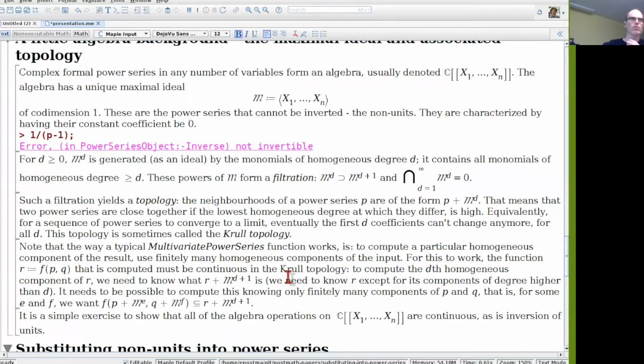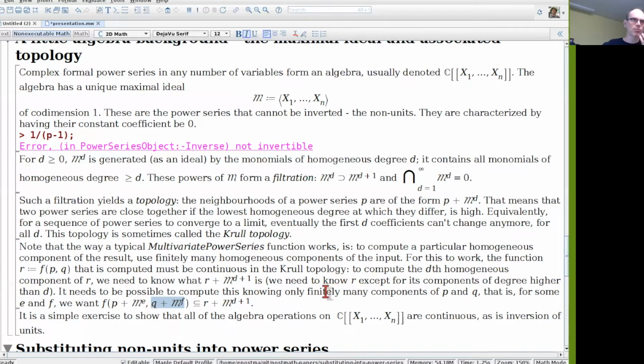That's exactly what we need to know to find the dth homogeneous component and the lower homogeneous components, which we typically know already. And in order for this to be possible, to compute this knowing only finitely many components of P and Q, we have to be able to compute this from P plus M to the E and Q plus M to the F. In short, F of P plus M to the E, Q plus M to the F has to be contained in R plus M to the D plus 1 for all D. For all D, there has to be such an E and F. And this is exactly what continuity is, of course.